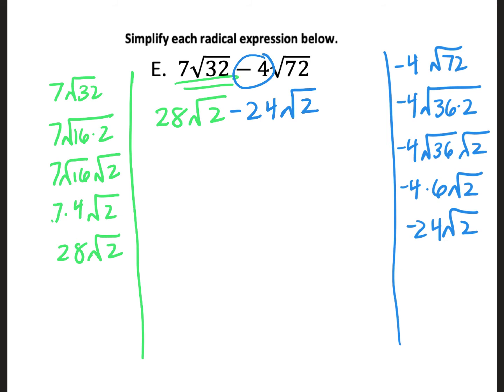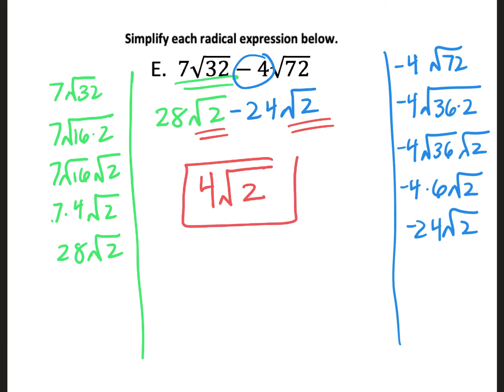Again, now our numbers match. They have the same radical. So we can add or subtract our numbers out front. I say 28 minus 24. That gives me 4, and then we need that radical on the end. So my final answer for E is 4 root 2.